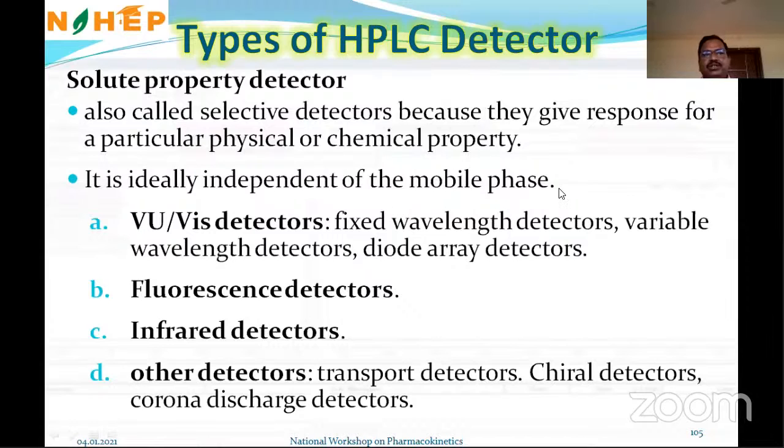So it is ideally independent of the mobile phase. Suppose the mobile phase is changed during the gradient elution, then it will not be affected. Whatever the mobile phase, it will detect only the substances present in it. These are broadly classified into UV visible detectors. Here again there are three types: fixed wavelength detectors, variable wavelength detectors, and diode array detectors. Next, fluorescent detectors, infrared detectors, and other detectors like transport detectors, chiral detectors. Chiral detectors are mainly used to identify isomers, and there are corona discharge detectors like that.